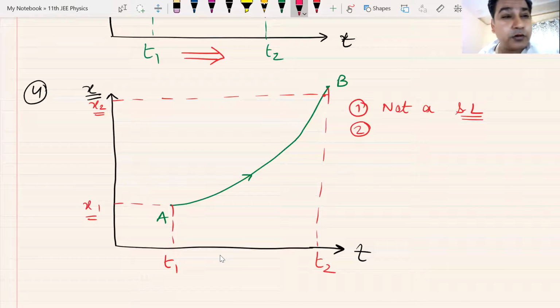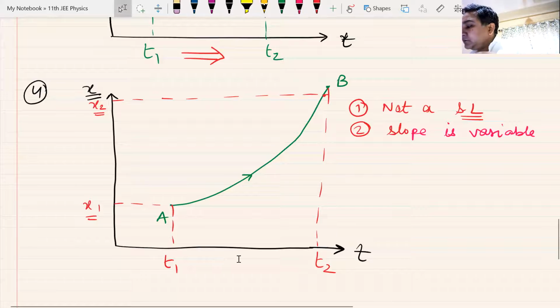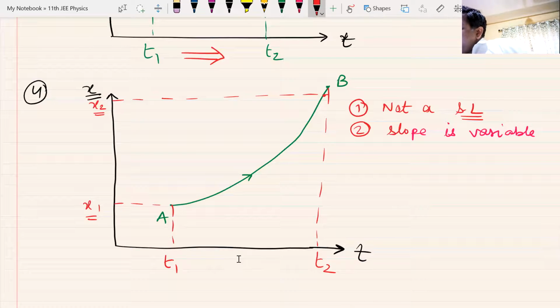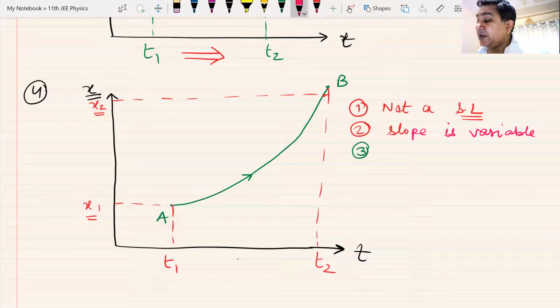So what about the slope? Is the slope constant? It's a curve. Is the slope constant? No. Slope is variable. Now, let us talk about whether the slope is positive or negative.